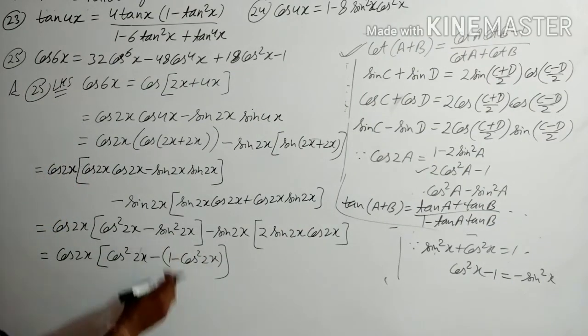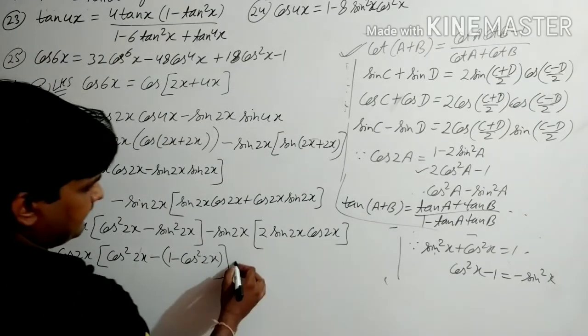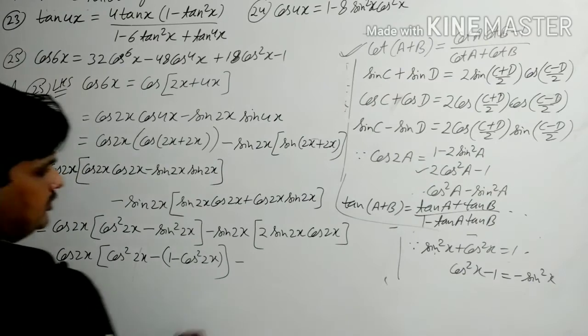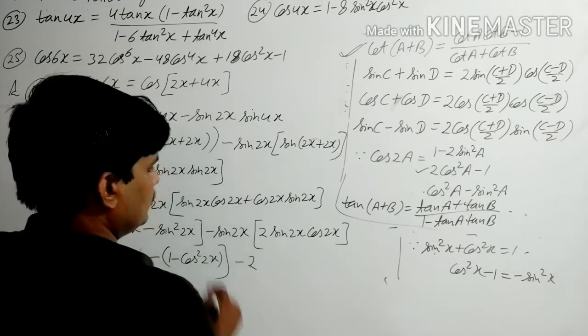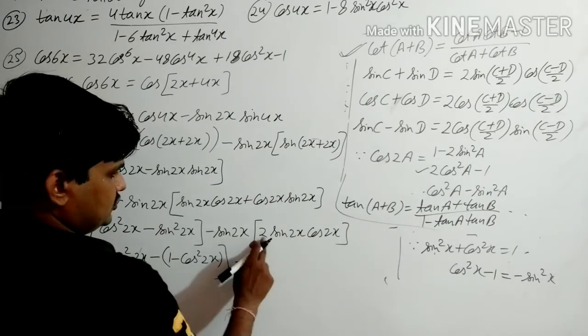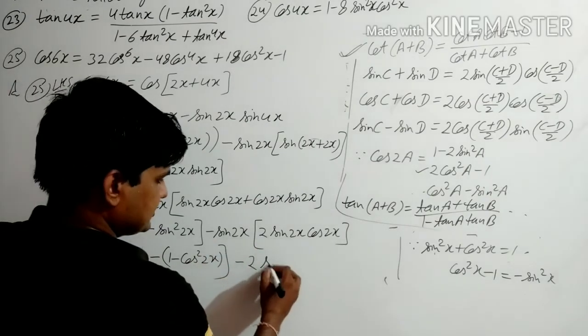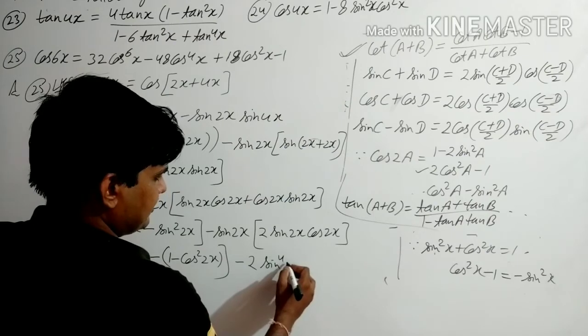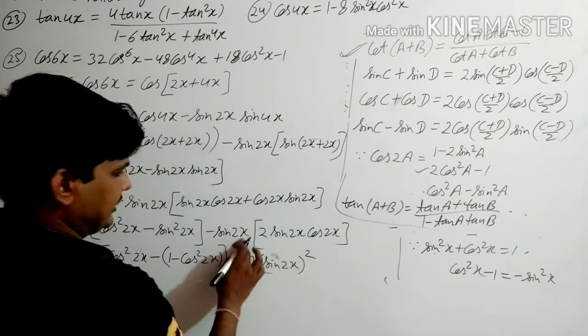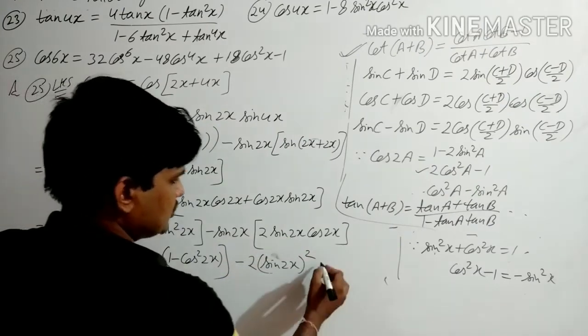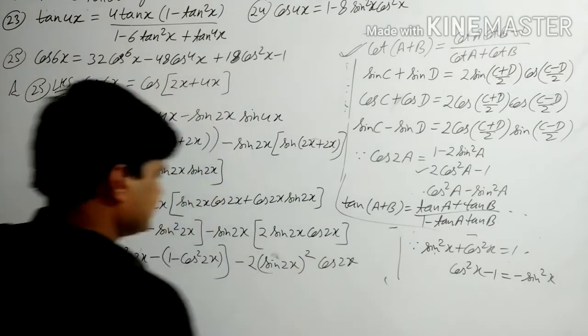The sin square 2x can be written as 1 minus cos square 2x, minus 2 sin 2x into sin 2x. Sin 2x ka whole square into cos 2x.